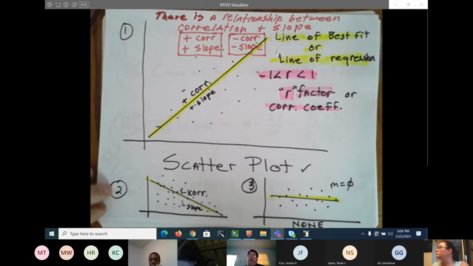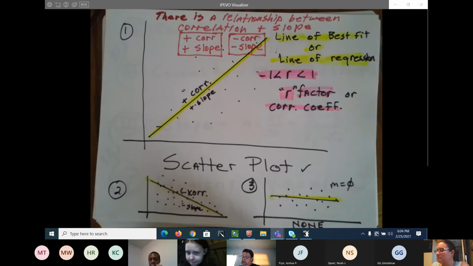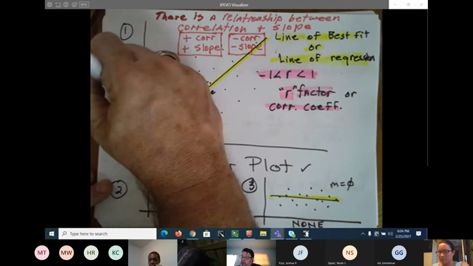The slope can be any number. I'm going to write that down over here to the side. Slope can be any number. But the correlation coefficient is between -1 and +1.